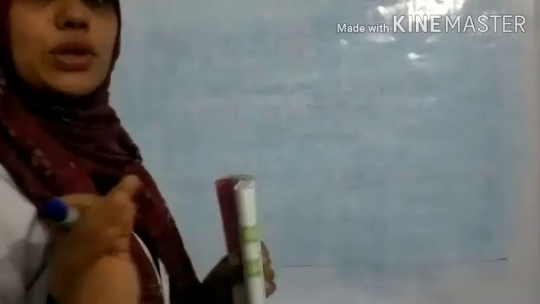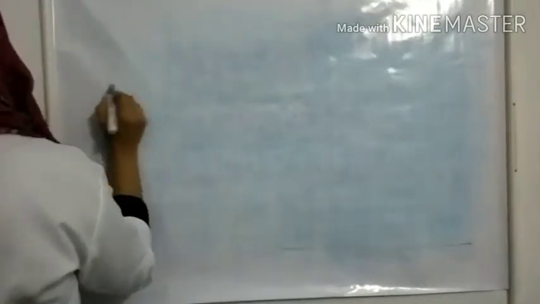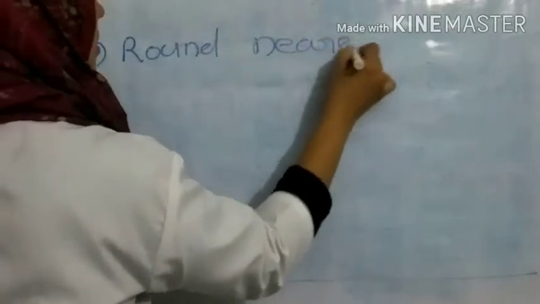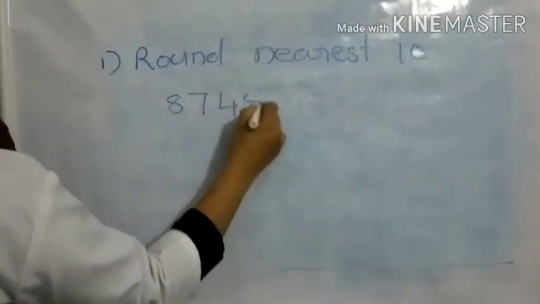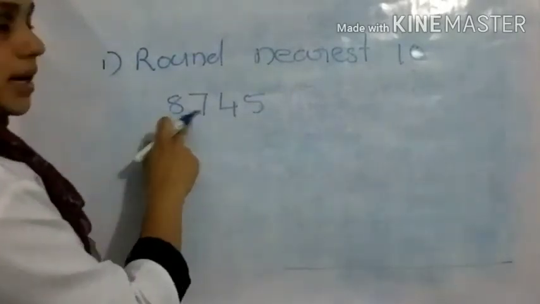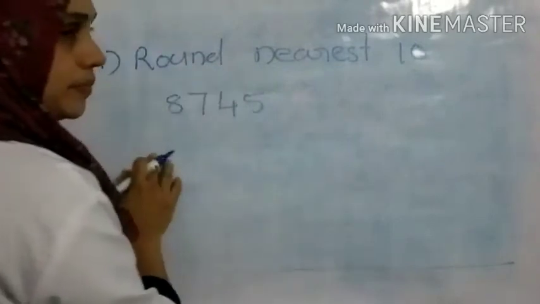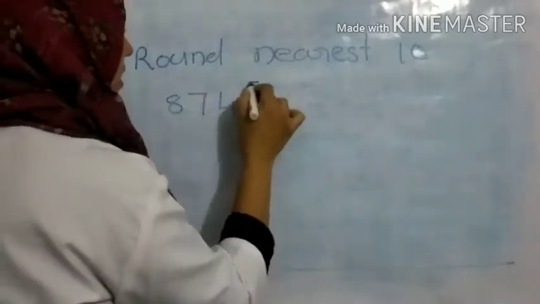Relating to rounding numbers. We round numbers to the nearest 10, nearest 100 and nearest 1000. Okay, let us do one example for each. First, round to the nearest 10. First number 8745. We want to round it. Now, nearest 10. First we take the ones place digit. For rounding to nearest 10, take the ones place digit.